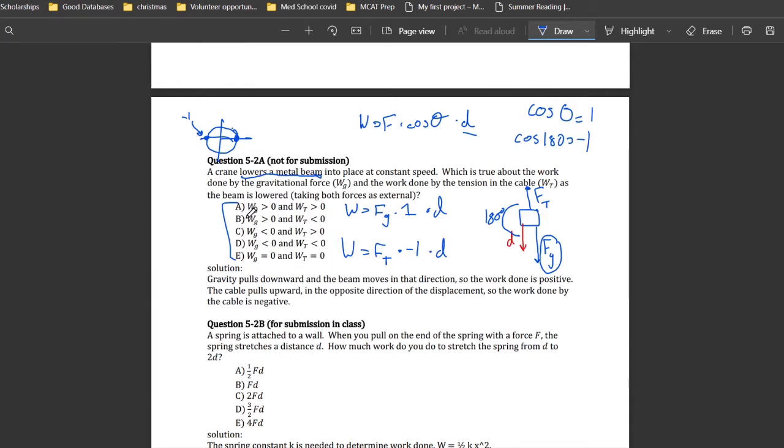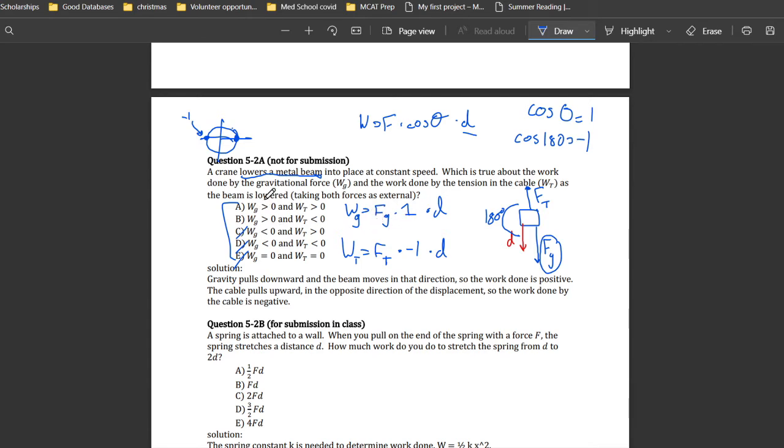So if we go through our options, we know that the work of the gravitational force is positive, greater than 0, and the work of the tension force is negative, less than 0. So when we're looking through these answer choices, we have to look for where gravitational work is greater than 0 and the work of tension is less than 0. So immediately, just glancing here, C, D, and E are all false because they're saying that the work of gravitational force is either equal to 0 or less than 0, which is not true given the equation that we have available to us right here.